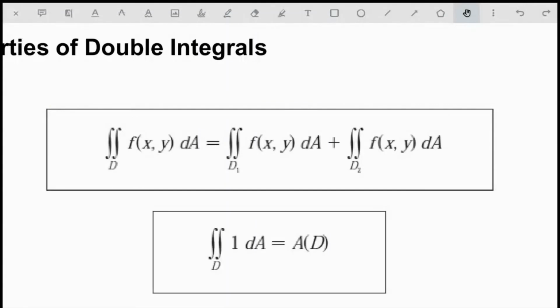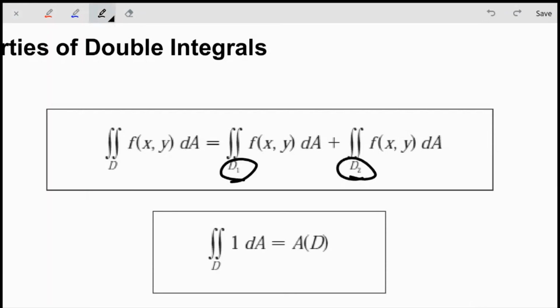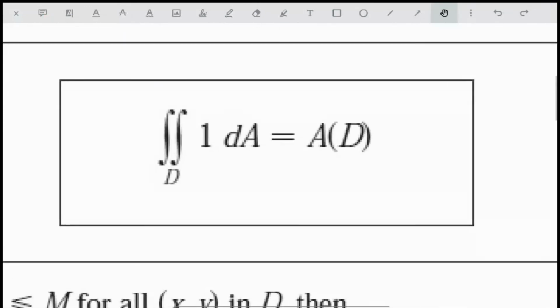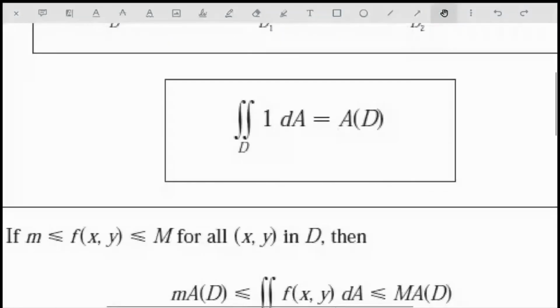So here we've got a double integral over the region D. Let's say that region D can be broken into two subregions, D1 and D2. You can see we can just break this apart into two integrals, as long as D1 plus D2 gives you the original entire region D that you were looking at. If I'm going to integrate a constant function of 1, you can see that the region D multiplied by 1 is just going to give me the region D. So the area of D will end up being the volume of that particular figure.